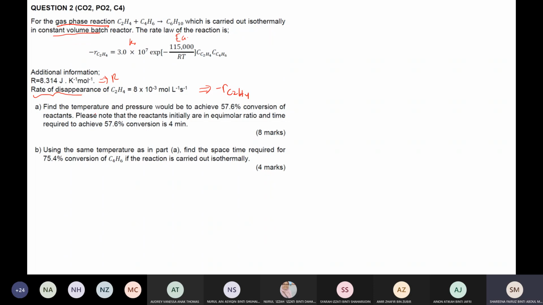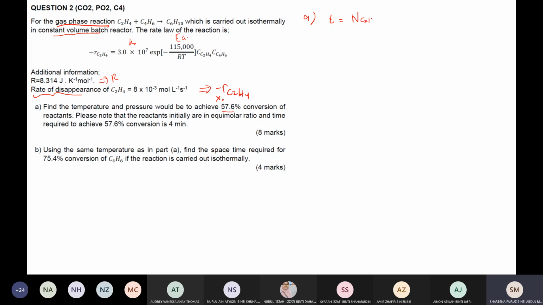Okay, so find the temperature and pressure would be to achieve 57.6 conversion. So dia nak tahu kalau kat X 57.6 apakah temperature and pressure dia. Alright, please note the reactor initially are in equimolar ratio and time required to achieve is given for minute. Okay, so daripada situ you kena back to basic lah, which look back at the rate law. Okay, so daripada sini, okay, you kena tahulah T ni yang dah differentiatekan dia in term of time is equal to N.